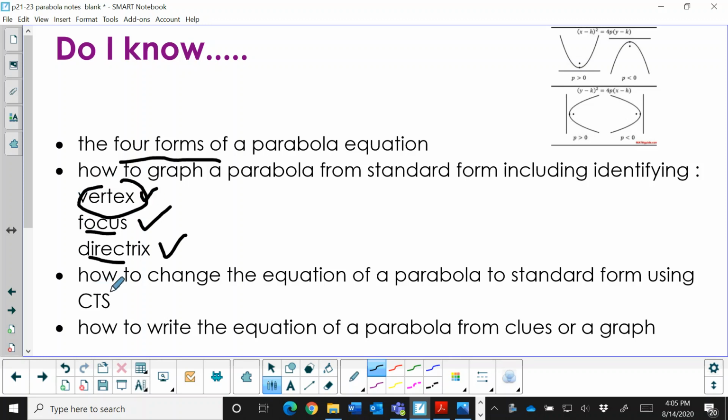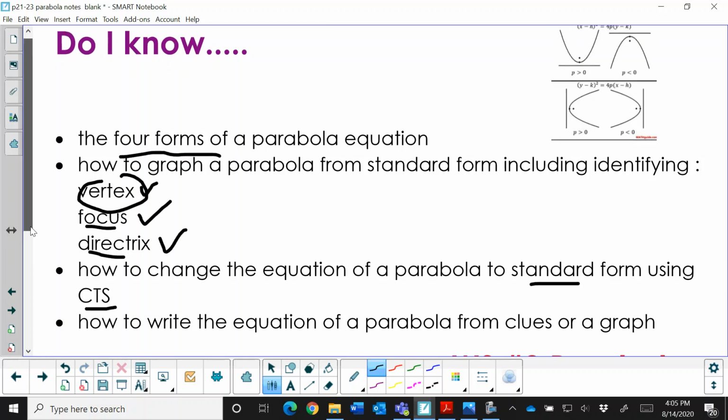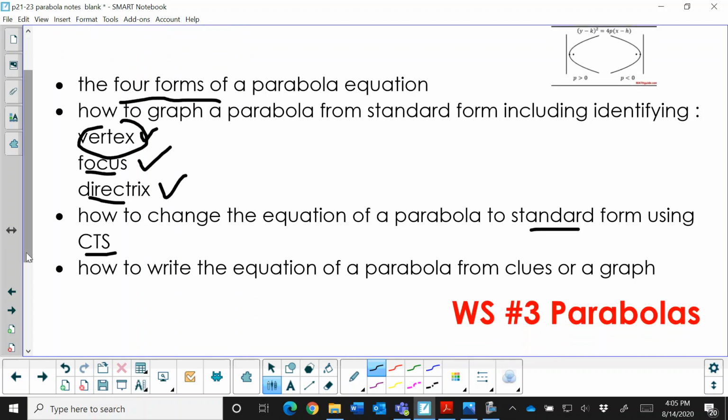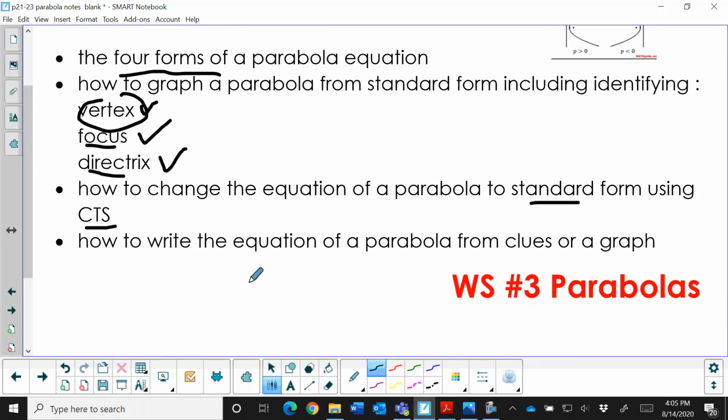The third thing we learned how to do is how to change the equation of a parabola to standard form using CTS, which is completing the square. You have it, you square it, and you add it to both sides. And the last thing we did was learn how to write the equation of a parabola from clues. And we were given the vertex and a point, and the other one you were given a graph. So it's writing those equations given some form of a clue.